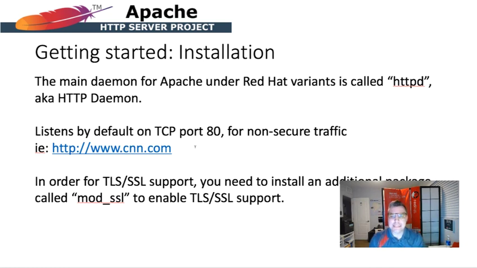Under Red Hat Linux, the Apache server is called httpd. Usually in Linux, and Red Hat specifically, the d stands for daemon, which means it runs in the background. And then HTTP, of course, being our web server. So we'll see shortly, when we get into the demo, that the process we'll be looking for is called httpd.